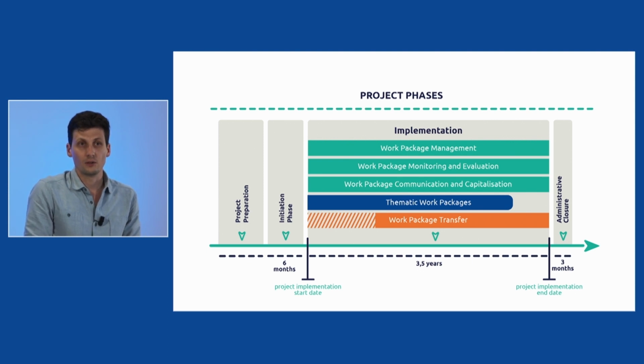And finally, the work package transfer. So you can see on the left that there is this hatched area, because this work package needs to start at least 1 year after the beginning of the implementation start date, but it can actually start sooner if you are already ready for this. And on the other hand, it lasts until the very end of the implementation date with the other horizontal work packages. And finally, you have 3 months for the administrative closure.